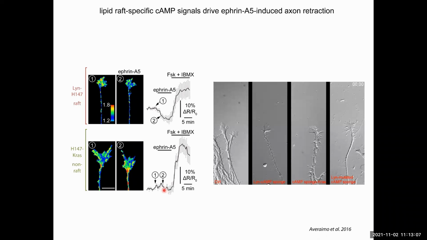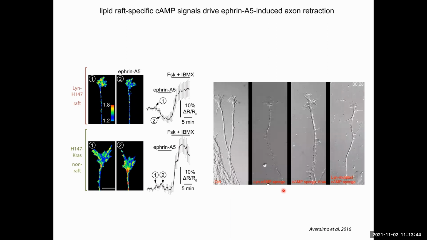find this decrease. To check whether this local cyclic AMP signal restricted to lipid rafts was sufficient to modulate the response to ephrins, we used a guidance assay, a repulsion assay in vitro, and we added ephrin-A5 on growing axons. So the control axon expressing GFP retracts when exposed to ephrin-A5.